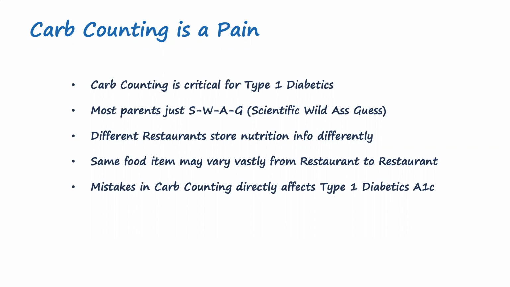And finally, mistakes in carb counting can directly affect a type 1 diabetic's A1C, which is the long-term average of how high the blood sugar was. And if you don't take the right amount of insulin for the right amount of carbs, you end up with a bad A1C number.